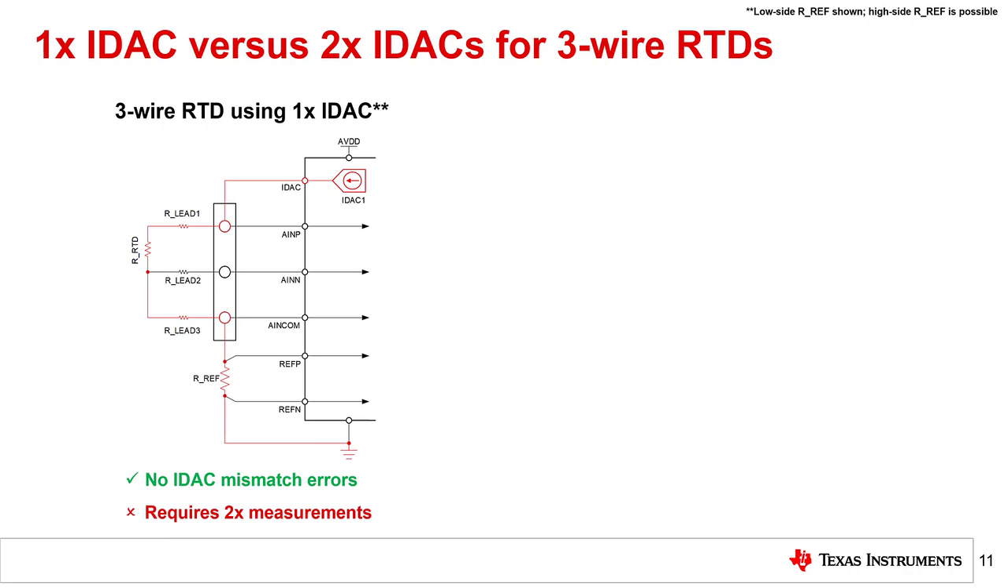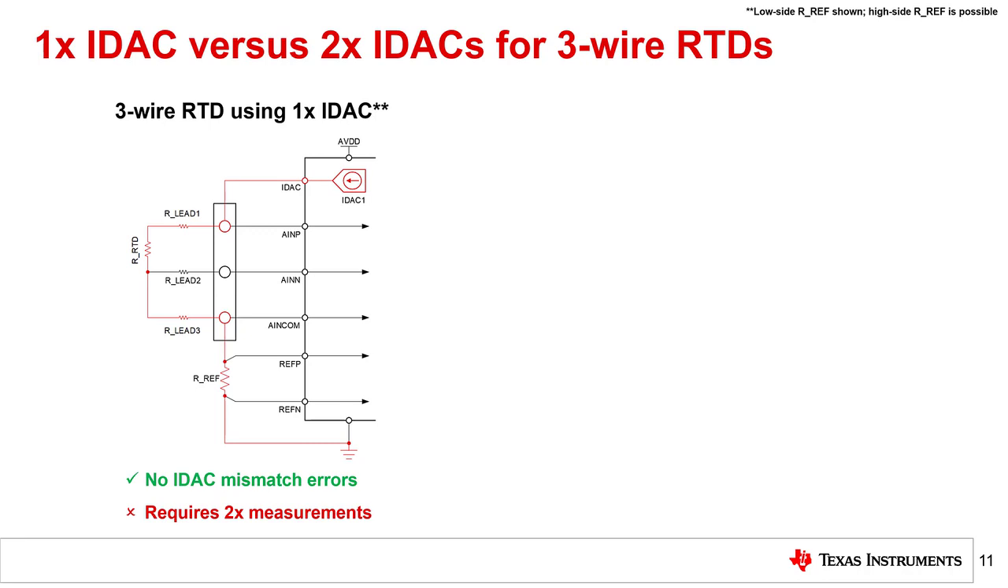On the left is a 3-wire RTD system that uses a single IDAC to bias the RTD. To implement lead resistance cancellation, 2 measurements are required. The first measurement occurs between AIN P and AIN N, which measures the combined voltage across R RTD and R lead 1. The second voltage measurement occurs between AIN N and AIN COM, which measures the voltage across R lead 3. Assuming R lead 1 equals R lead 3, the final result is the difference between the first and second measurements, which is just R RTD.